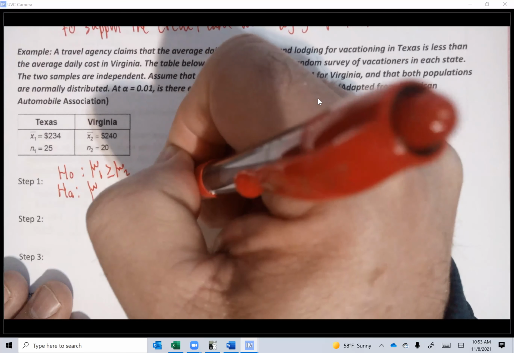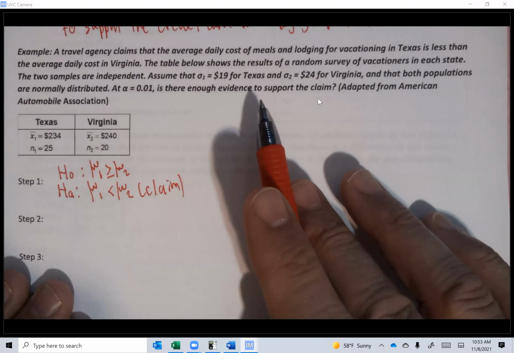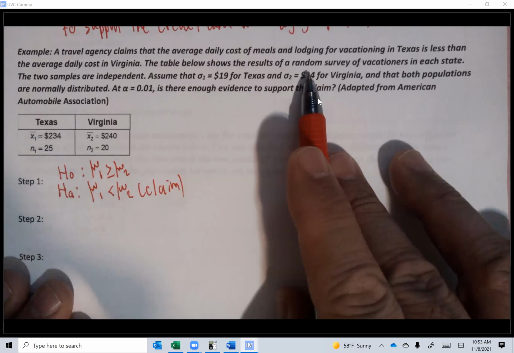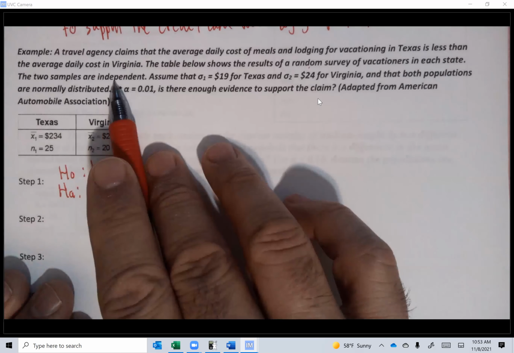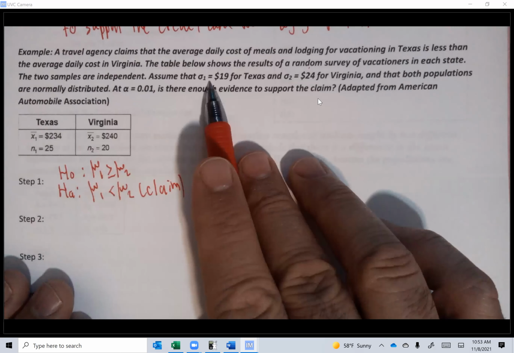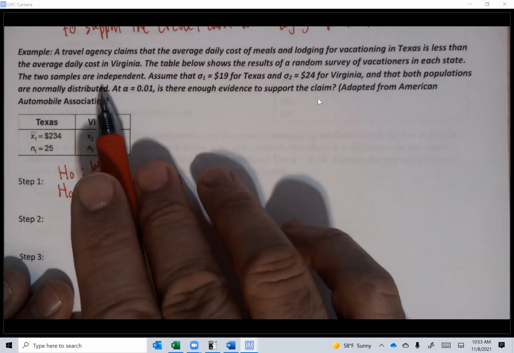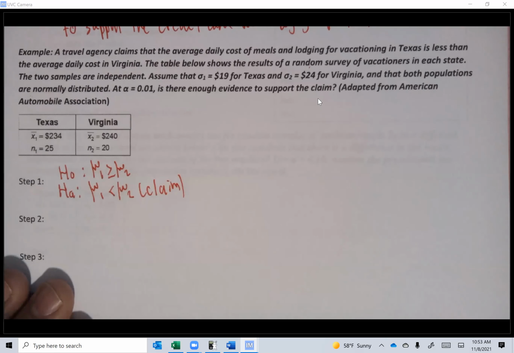So let's check if the conditions of the test are met. If he asks you when you do your homework, that's how you check. Random survey, guys, so that's condition number 1. Samples are independent, that's condition number 2. Sigma 1 and sigma 2 are given, that's condition number 3. And then the sample size. Well, did he say the population are normally distributed? Yes. So 4 conditions are met.